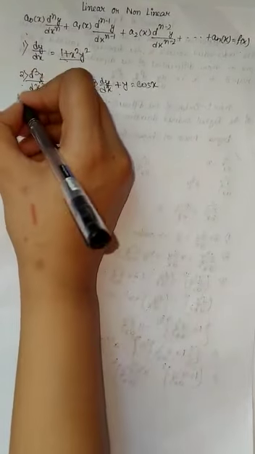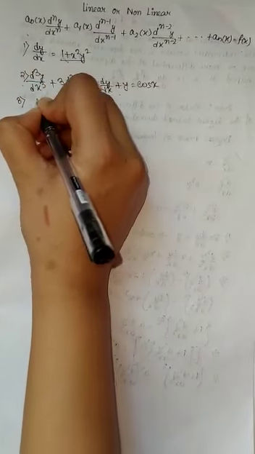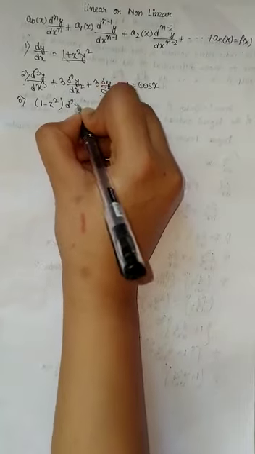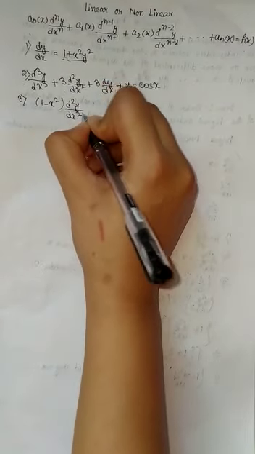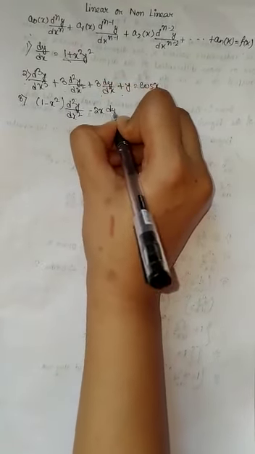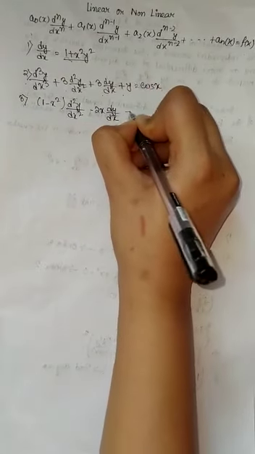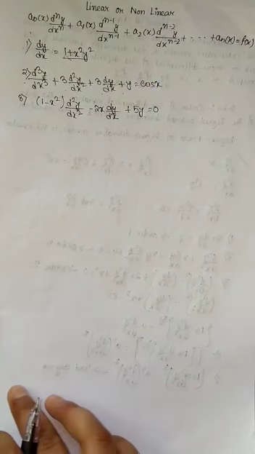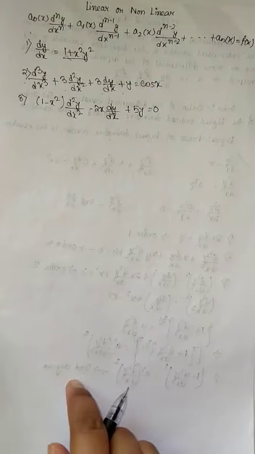Move to the third example. (1 minus x square) d2y/dx2 minus 2x dy/dx plus 5y equals 0. Here all the coefficients and the f of x are functions of x or constants. So it is a linear equation. So in this class we are talking about the preliminary concepts on differential equations.